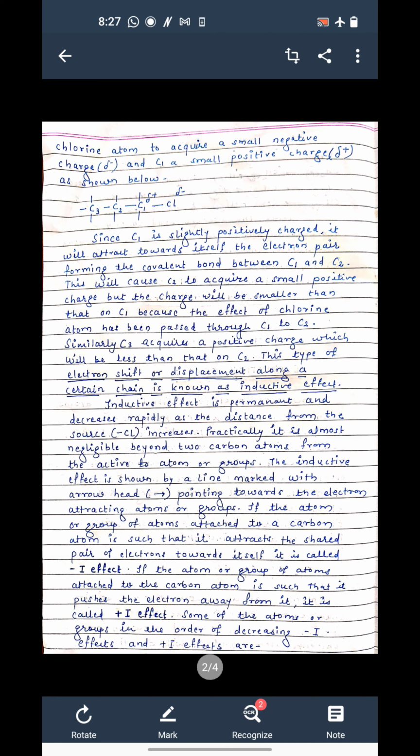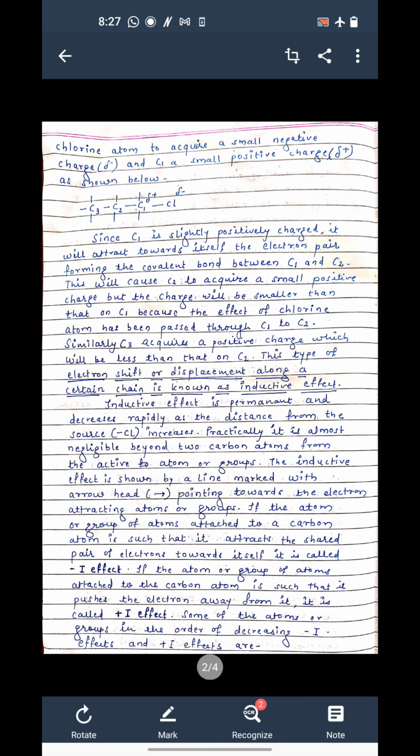Now this effect is practically negligible beyond two carbon atoms from the source. Here in this carbon chain you can see Cl is attached to C1, C2, C3. So after C2, this inductive effect will be negligible, and such type of electron shift or displacement of electrons along a certain chain is known as inductive effect.